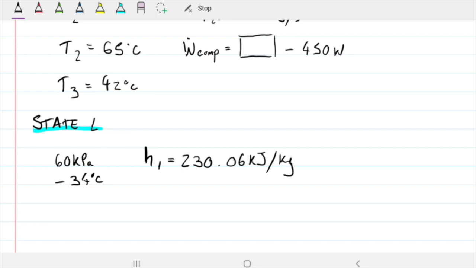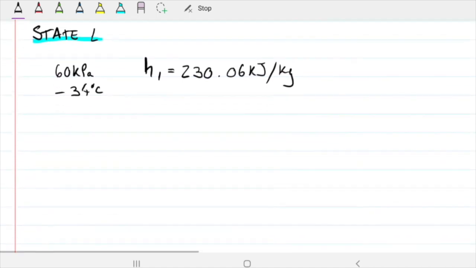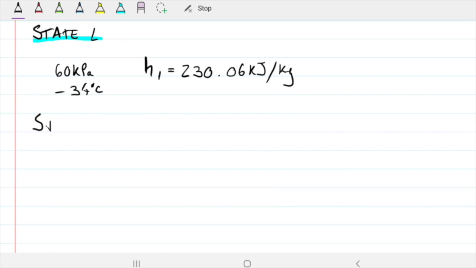I'm going to do similar processes for state 2 and 3. So state 2, we know two things about state 2. We know the pressure, which is the high pressure state, 1.2 megapascals, and we also know the temperature, 65 Celsius. Either by looking at the pressure table or temperature table, you'll see, for instance, that T2 is greater than Tsat at 1.2, therefore superheated.